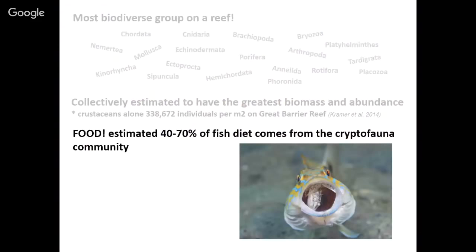They're also extremely important for fish diet. 40 to 70% of the fish diet comes from this community, and people know this because they did gut contents. So if they caught the fish, they'd open up their stomachs and look inside to see what's present. And that's how we know they're feeding a lot on the crabs, like this example of the crab in the mouth, and the polychaetes, etc.